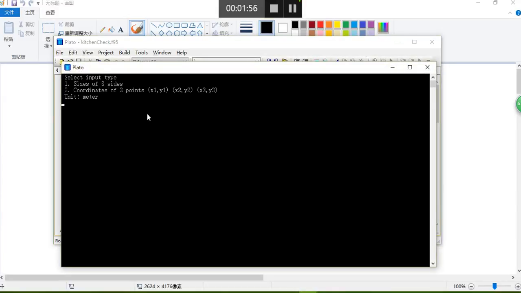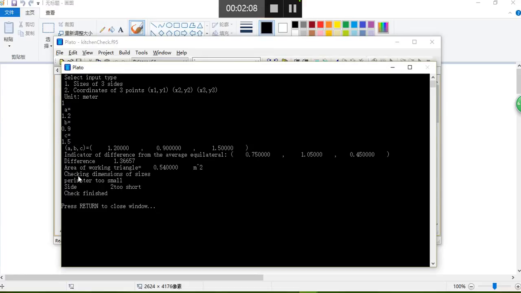Particularly if it doesn't meet the requirement, for example 1.2, 0.9, 1.5, it tells you that the perimeter is too small and side 2 is too short. It tells you which side doesn't meet the requirements.